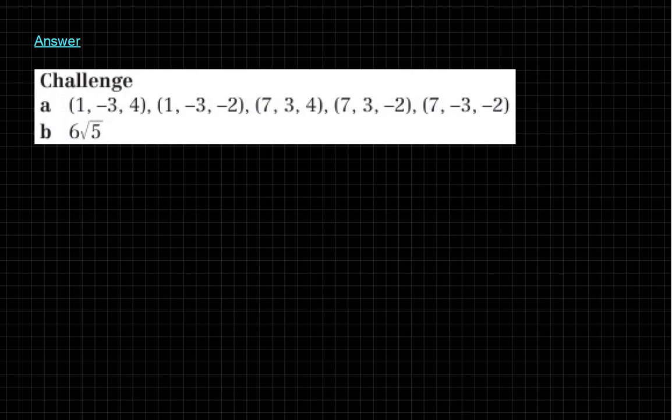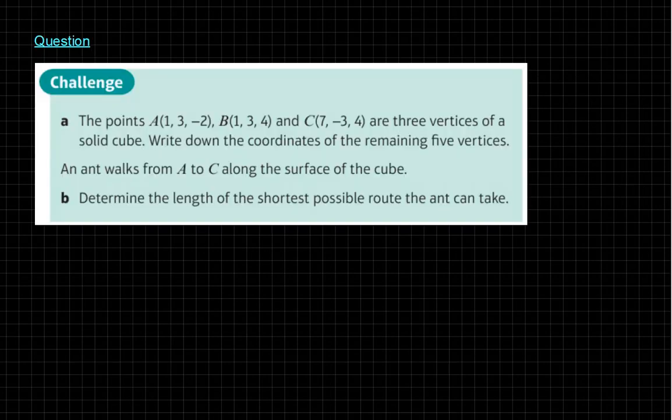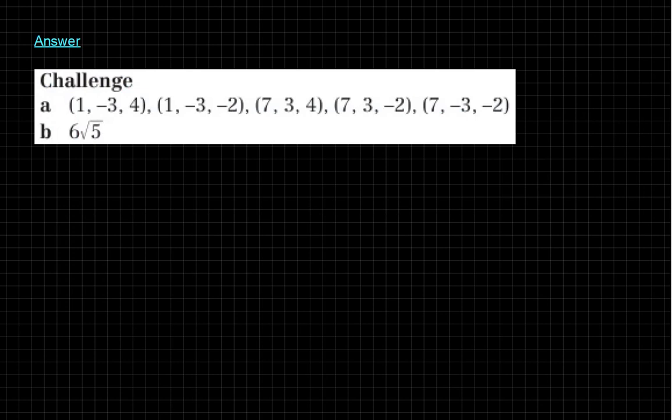Okay, and there are your 5 other vertices of the cube. See if you got all of them absolutely right. Order doesn't matter, of course. And then the ant is walking, was it 6√5? Is the shortest possible route. Shame it doesn't give you the visualization of the route, but if you've got the right number, presumably you've got the right route. Okay, cool.